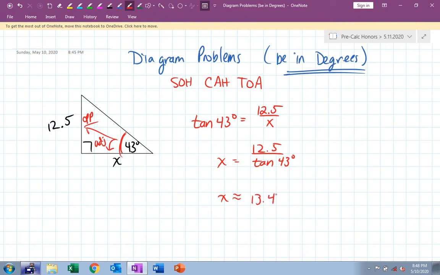Decimal points, round to whatever you think is best. You could really use whatever you want.